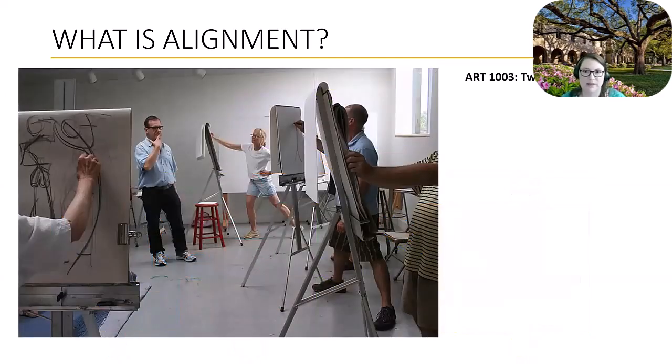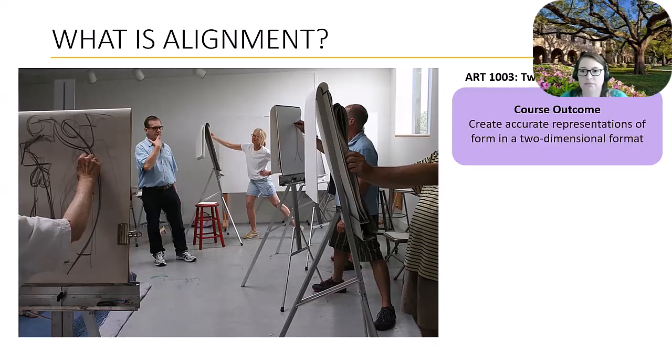So all of those puzzle pieces work together, but let's take a look at an example of an art class. And for this scenario, I want you to put yourself in the mindset of a student. So you're taking Art 1003, which is a foundational course on two-dimensional design, or basically learning how to draw. And students can expect that one of the larger goals, one of the course outcomes, is to create an accurate representation of form in a two-dimensional format.